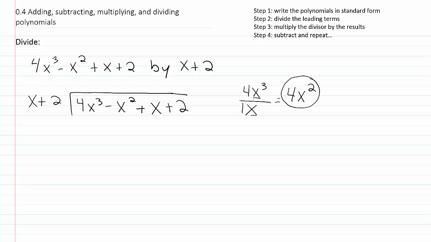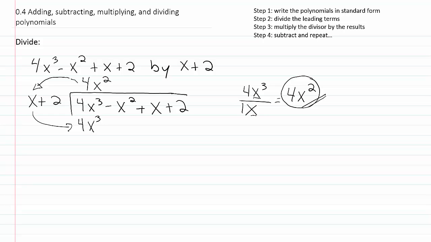Now that value is going to be what we put on top here. So we'll have 4x squared over here on top. And that quantity is going to distribute into the divisor to fill in the row underneath the dividend. So we'll have 4x squared times x, which is going to give you 4x cubed. Now that has to be the case because if that didn't turn out to be the same as the leading term in the dividend, you would have done something wrong back over here in this step.